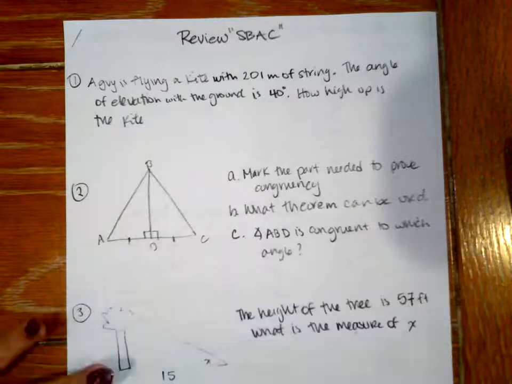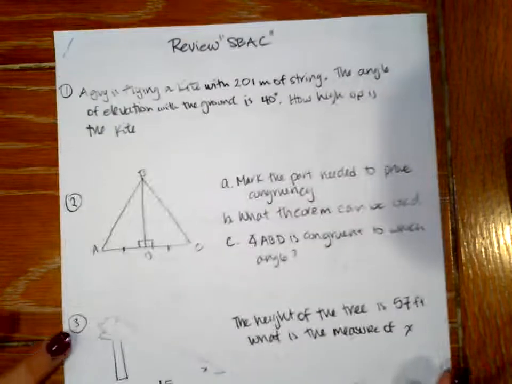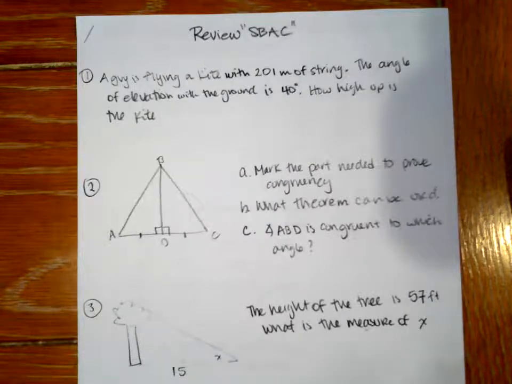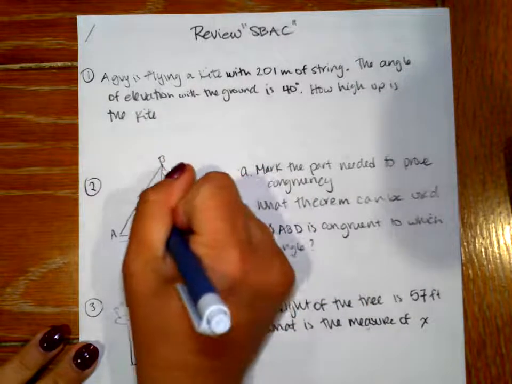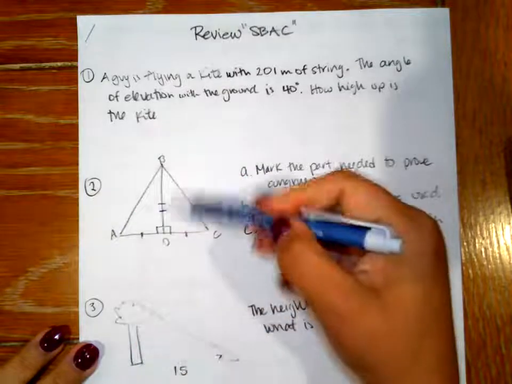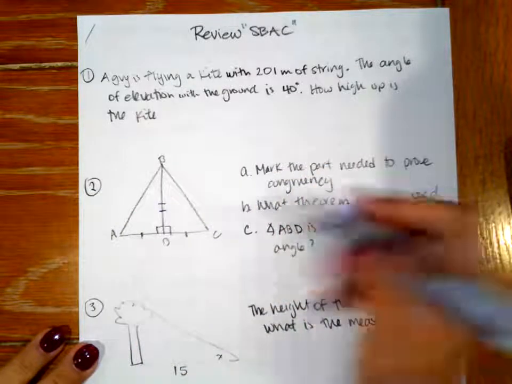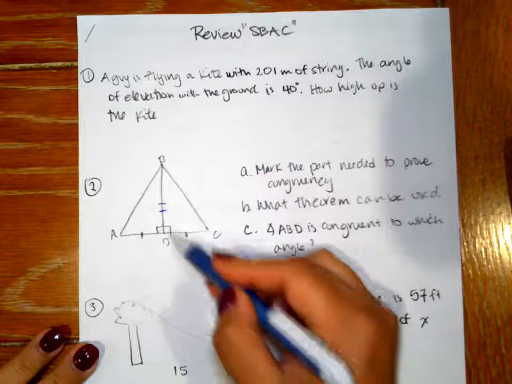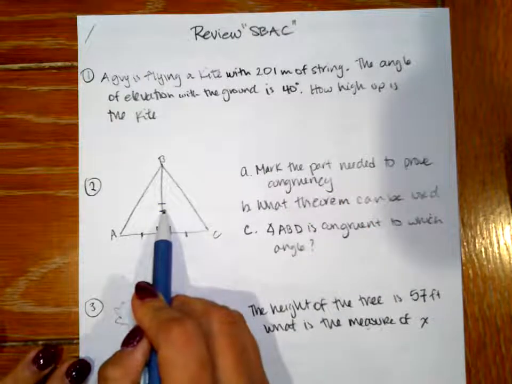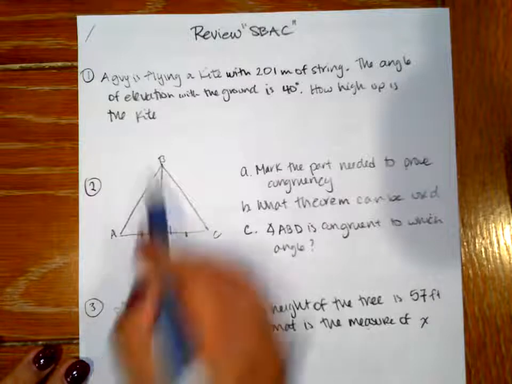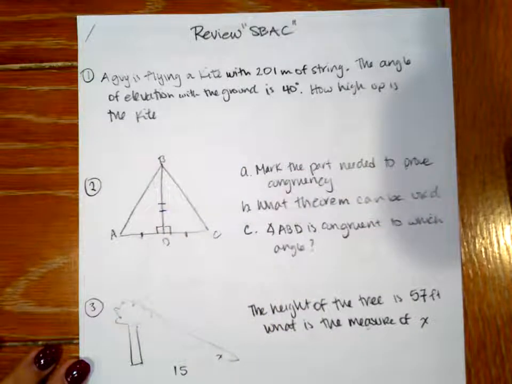Number 2. Mark the part needed to prove congruency. So I have a side and an angle. If I need to make one mark to make them congruent, the easiest thing to do is to mark right here. This one right here is going to make it reflexive so that this little triangle and this triangle are congruent. This is your best bet. This is the easiest way to look at this. So this one right here, reflexive, it's congruent to itself. That's how I would have marked that.